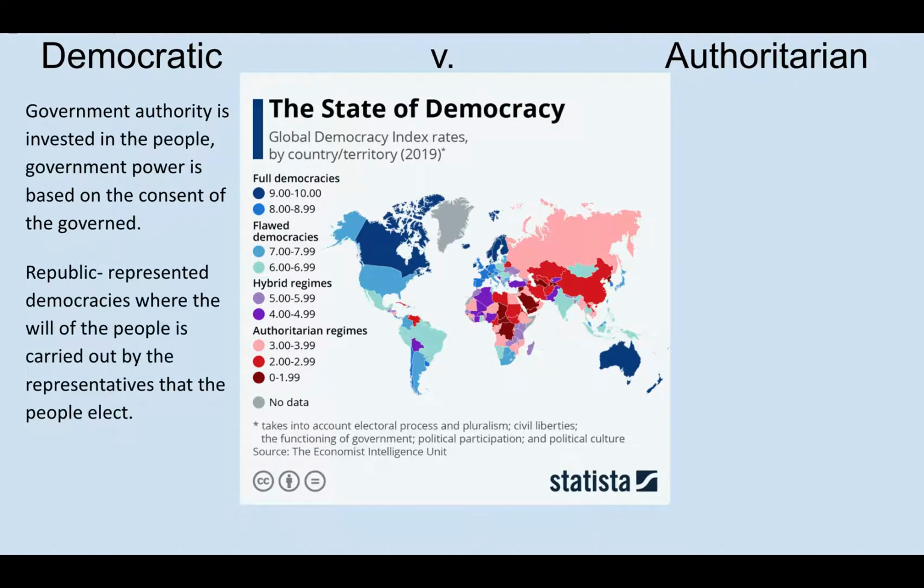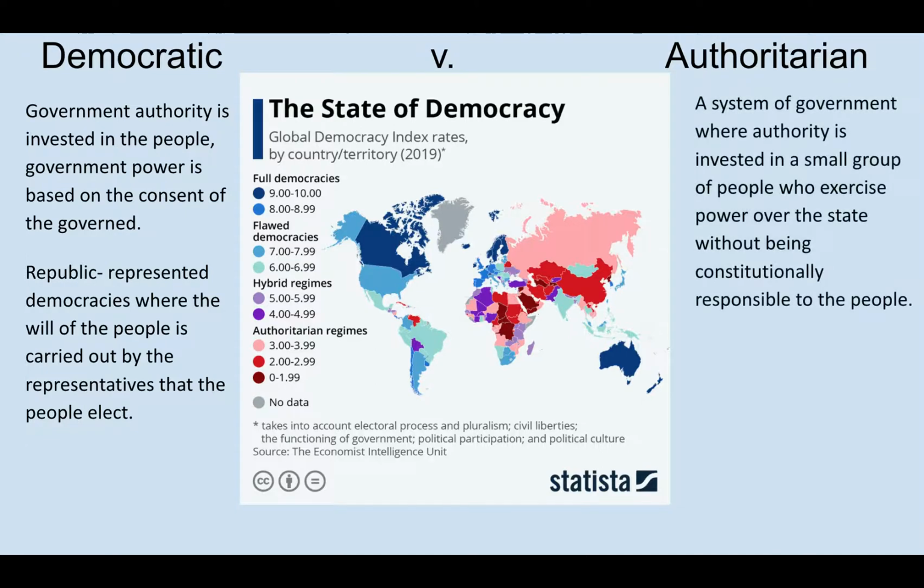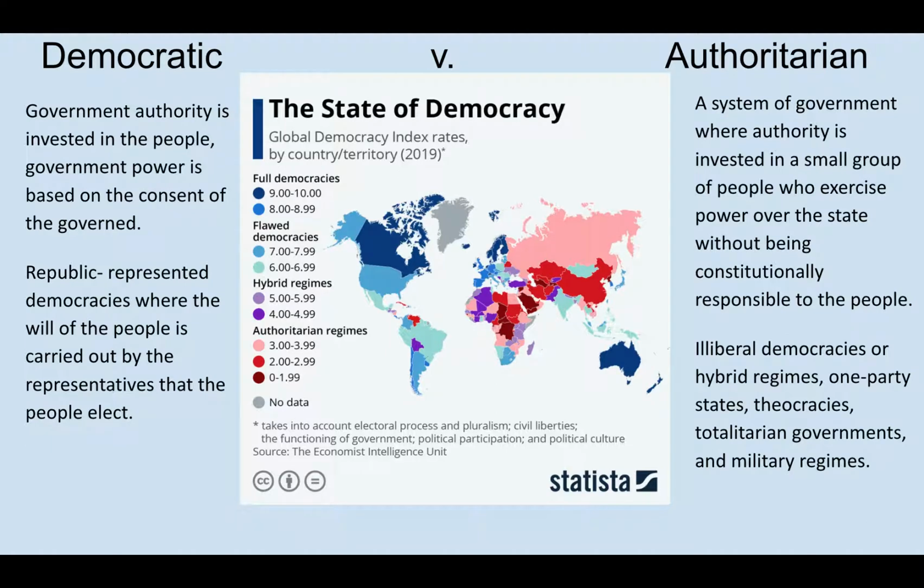Most democracies are going to have a republican style of democracy where you have people representing the masses, where the will of the people is carried out by the representatives that the people elect. Authoritarian is a system of government where authority is invested in a small group of people who exercise power over the state without being constitutionally responsible to the people and don't really have to follow rule of law.